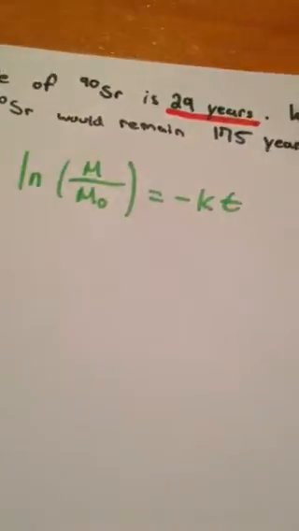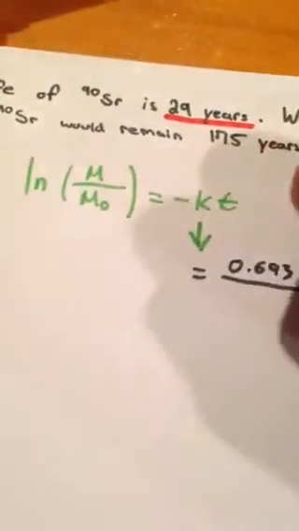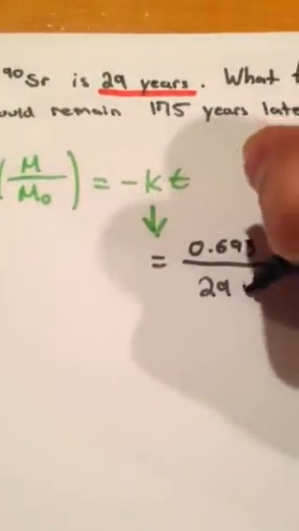It's ln of m over the initial moles, and that's going to be equal to negative kT. So our first thing is to find k. This is going to equal 0.693 divided by our half-life, and that's just like we set up here. It's going to be 29 years.